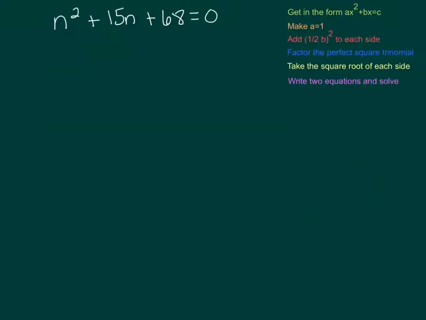Once again, we want to start by getting ax squared plus bx on the left and c on the right. Right now, everything is on the left, so we need to move the c. So that gives me n squared plus 15n equals negative 68. Now we need to make a equal 1. Well, a already equals 1, so we can skip that step.